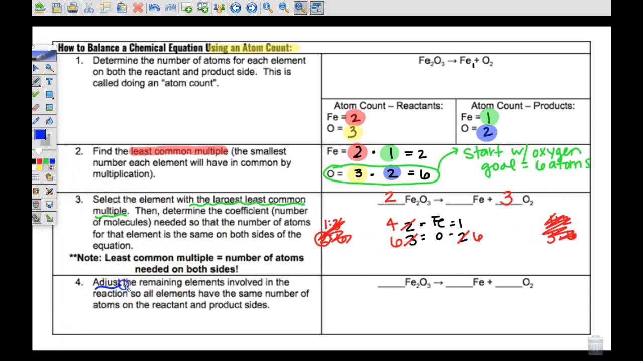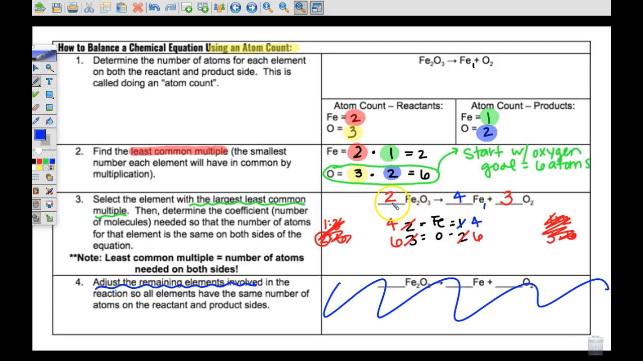Our last step is to adjust the remaining elements involved in the reaction. So if I look at my atom count, I have 6 atoms of oxygen on both sides, which means oxygen is balanced. However, I have 4 atoms of iron on the left and only 1 on the right. In order to get 4, I have to think to myself, well, if 1 molecule of Fe gets me 1 atom, 4 molecules of iron must get me 4 atoms. So 4 times that secret 1 is 4.